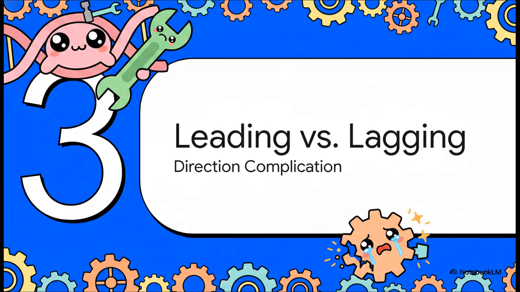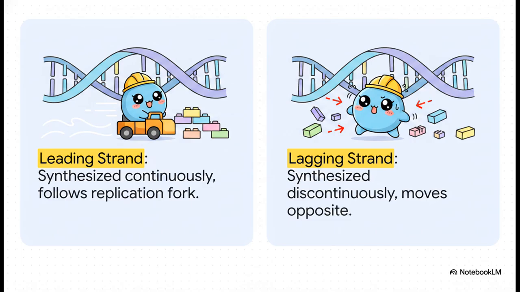Section 3. Leading and lagging strands. The directional complication. Okay, so here is where we run into a major mechanical issue right out of the gate. Our main builder, the enzyme DNA polymerase, is strictly a one-way street. It can only build from the 5' end to the 3' end. And because DNA is anti-parallel, this forces the crew to use 2 totally different construction methods simultaneously. The leading strand has it easy. It's synthesized continuously, moving smoothly in the exact same direction as the replication fork.